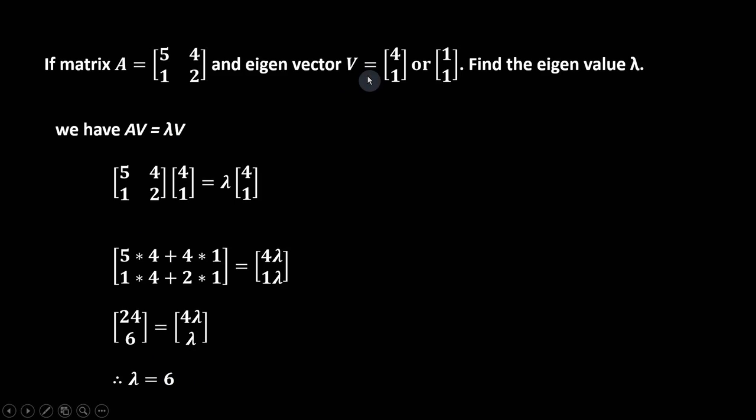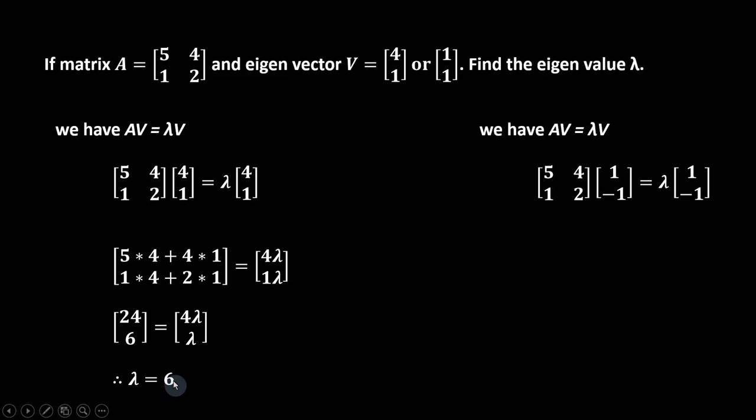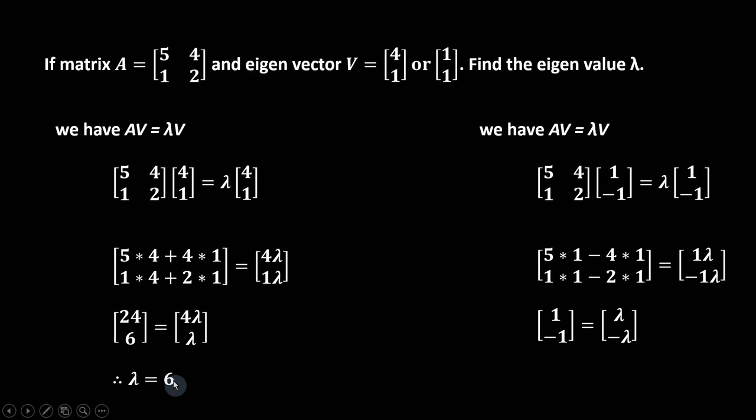So that means the eigenvector V is equal to [4 1] of the matrix A corresponding to the lambda value 6. In the next case I am considering the eigenvector V is equal to [1 -1]. Again I am considering the same relation AV is equal to lambda V. After substituting the values of A and vector V, we will get [1 -1] is equal to [lambda -lambda]. Then we will get lambda is equal to 1 very clearly. That means [1 -1] is the eigenvector of the matrix A corresponding to the eigenvalue lambda is equal to 1.